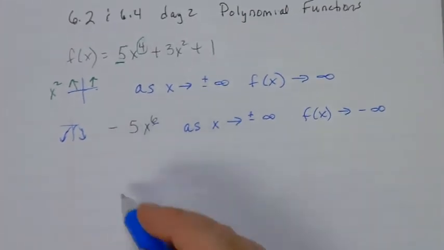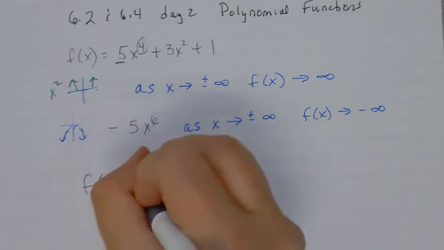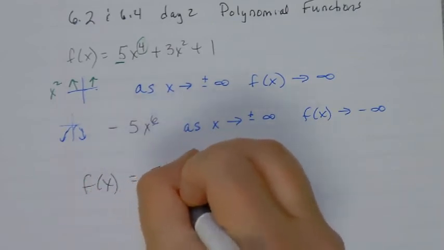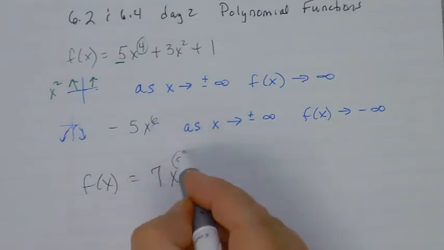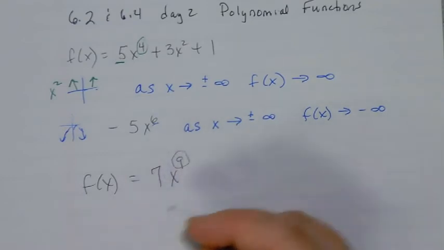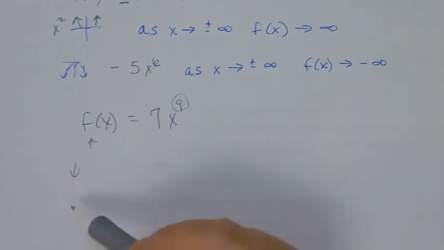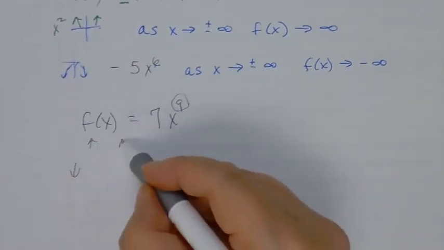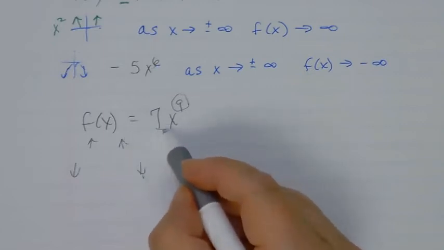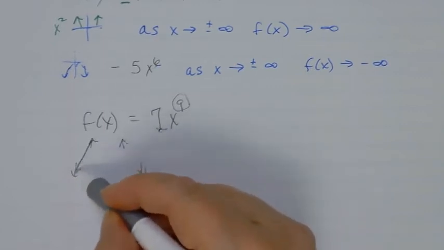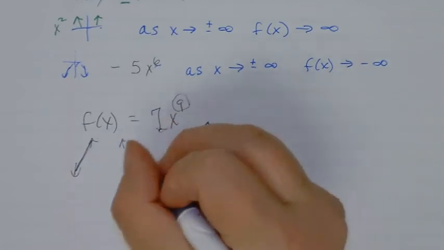Okay, let's think about what would happen if I had one like f of x equals 7x to the 9th. So this is odd. When it's odd, that means my ends are going to be different. They're either going to be going in this direction or they're going to be going in this direction. Because this is a positive number, they're going to be going in this direction. So my ends are going to go from down to up.